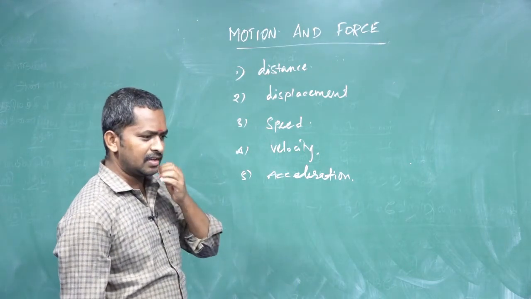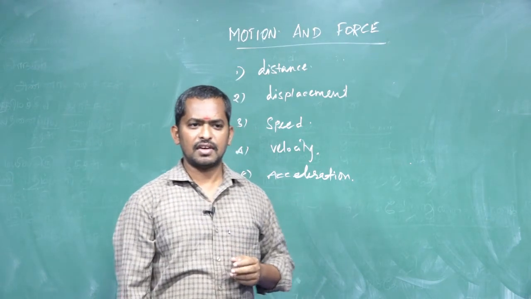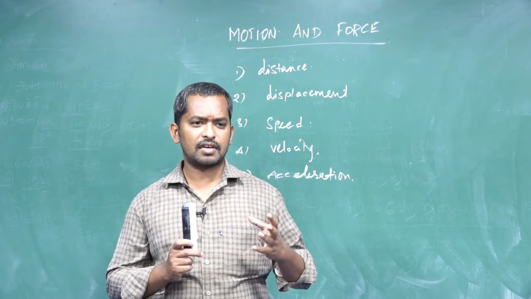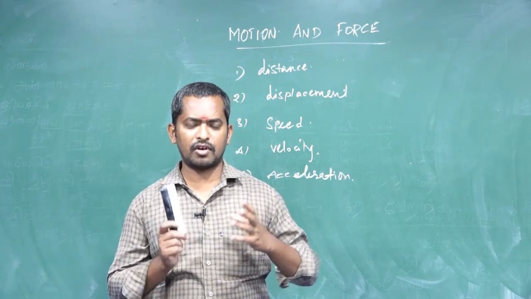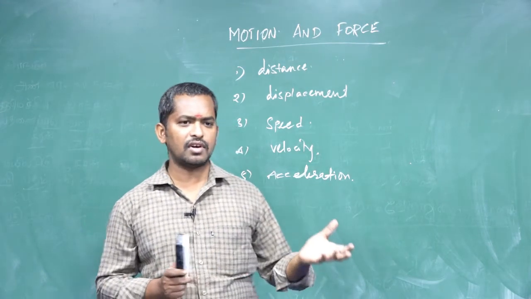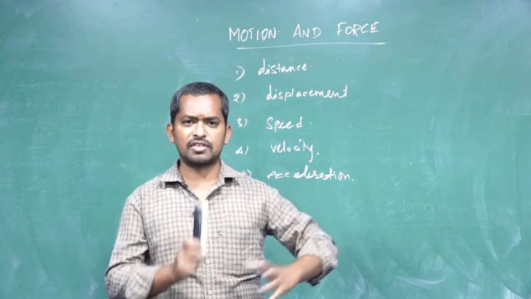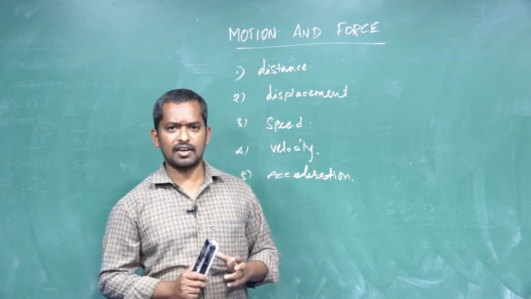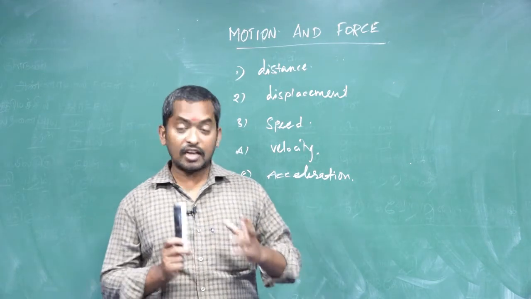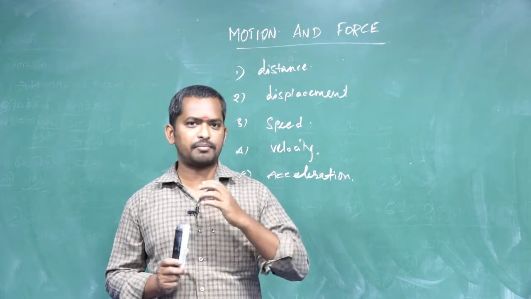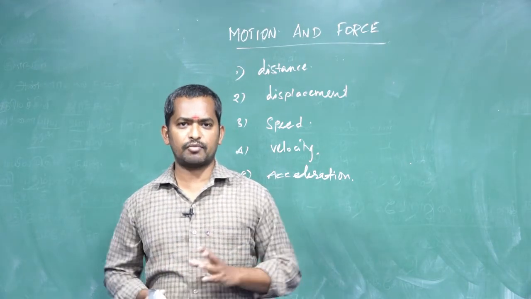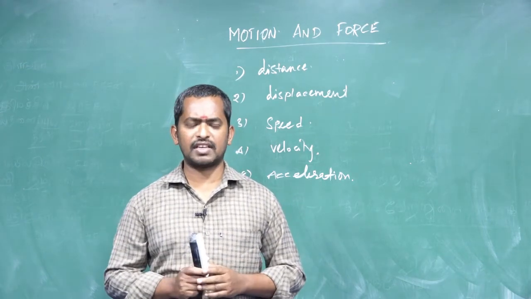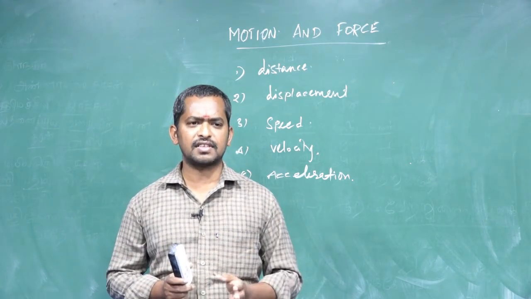What do you mean by distance? Distance is the actual length covered by an object, which means when one person moves from one point to another point, the total actual length is called distance. Distance is a scalar quantity. The SI unit of distance is meter.